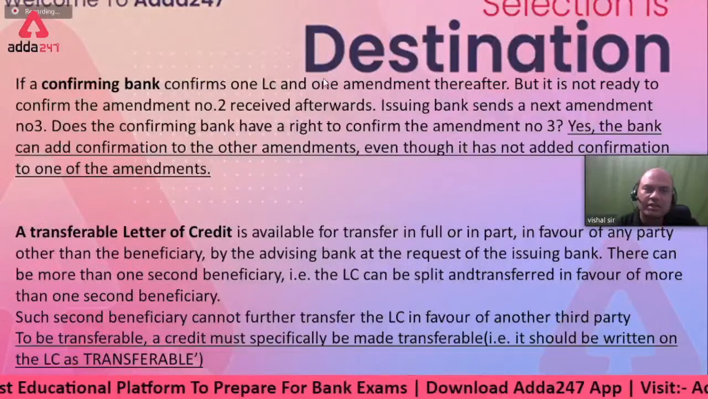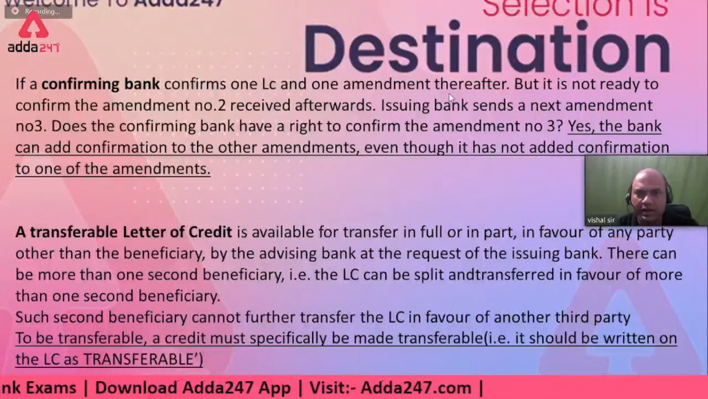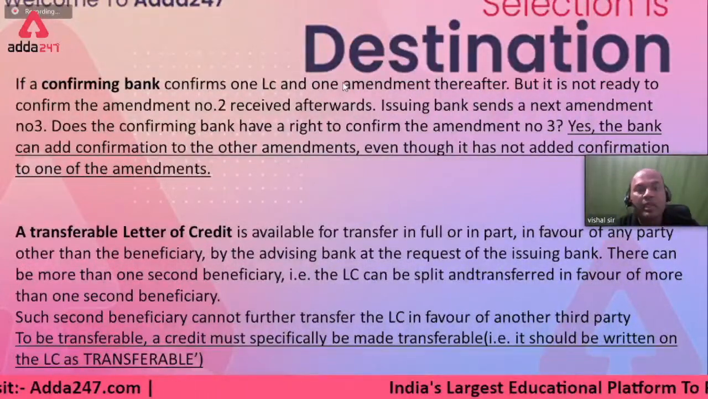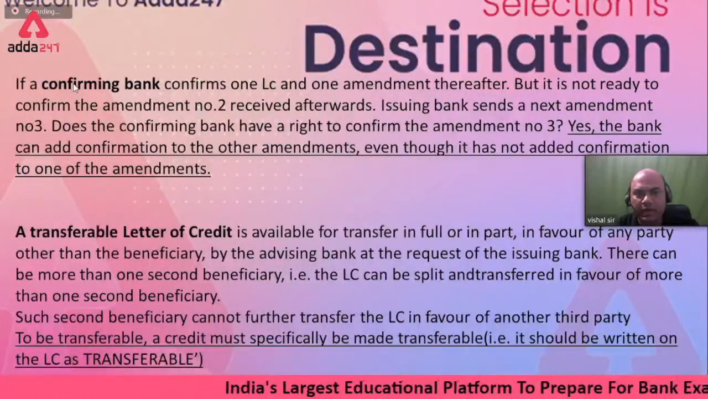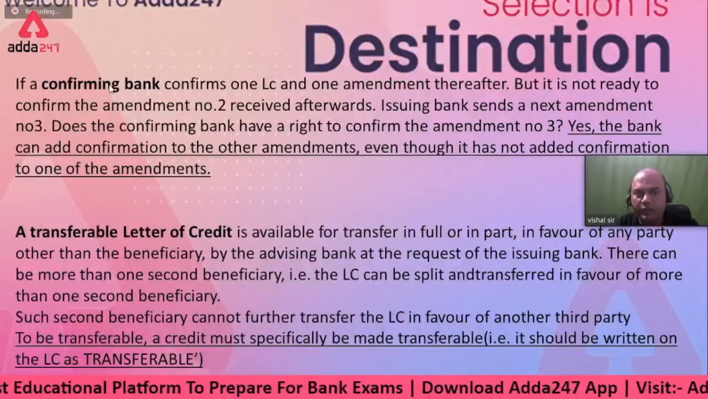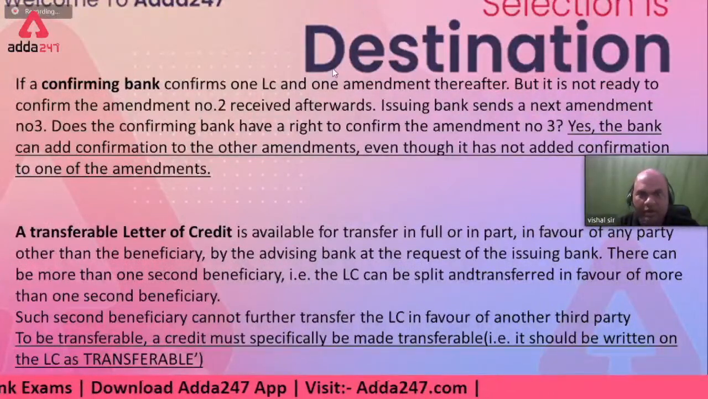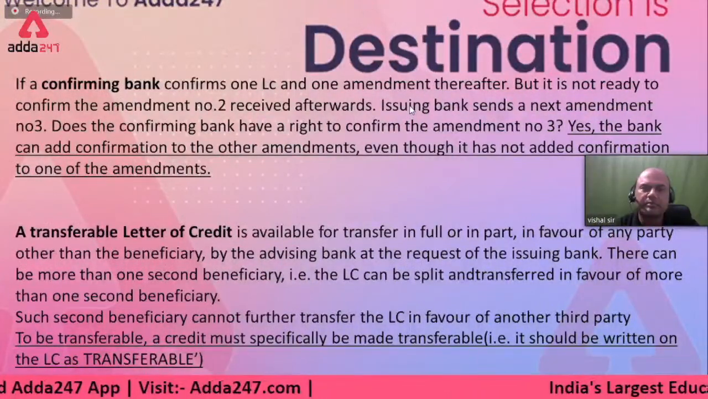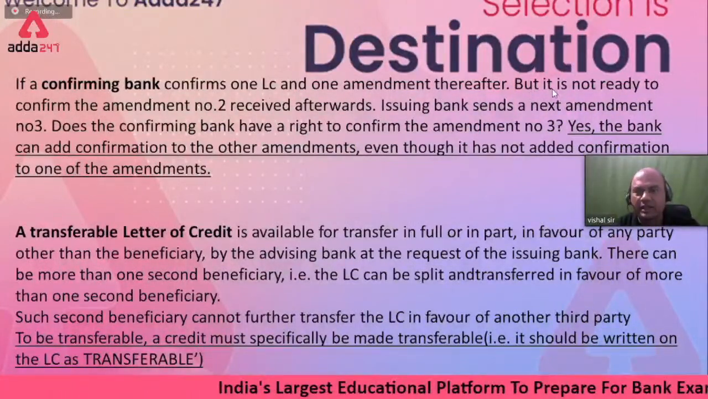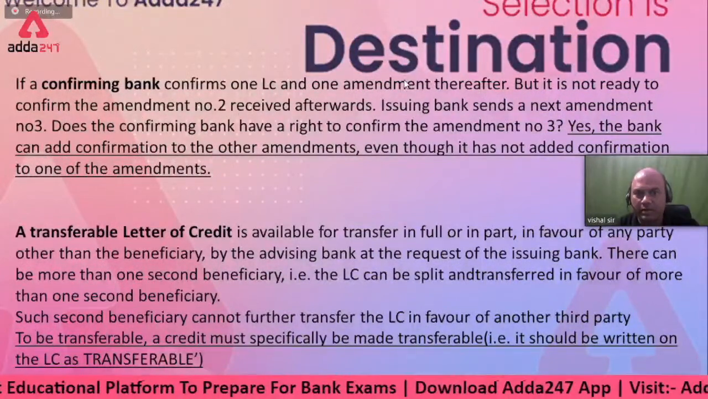So what happens? One LC is issued, it is confirmed by the confirming bank, and one amendment is issued, and it is also confirmed by the confirming bank. Remember, if a confirming bank confirms one LC, it doesn't mean all the amendments are confirmed. The confirming bank has a right not to confirm any amendment in between. So this question is regarding the same: it confirms one LC and one amendment. Now what happens? There is another amendment, and it is not ready to confirm amendment number 2. Means one more amendment is received.